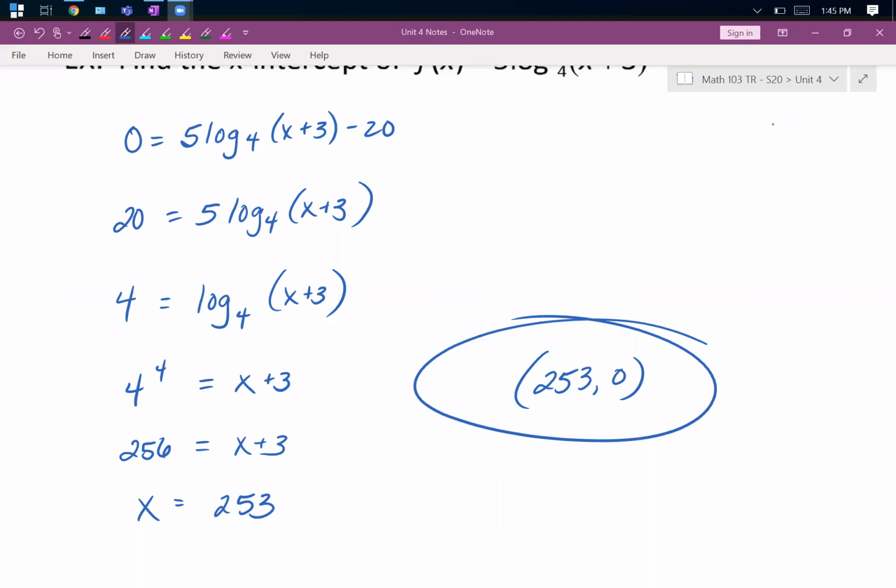All right, it sounded like everybody was doing pretty good. I got an answer of 253. Any questions? Of course, since it was an x-intercept, we rewrote it as an ordered pair. Anybody, questions at all?